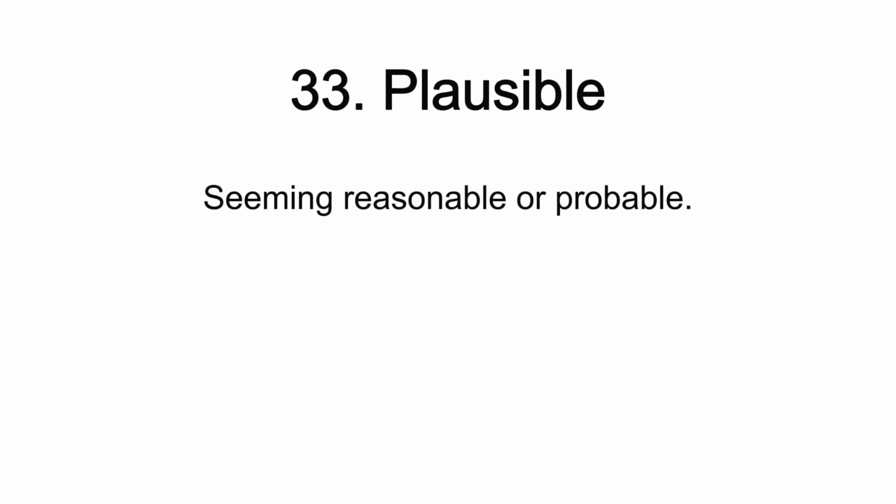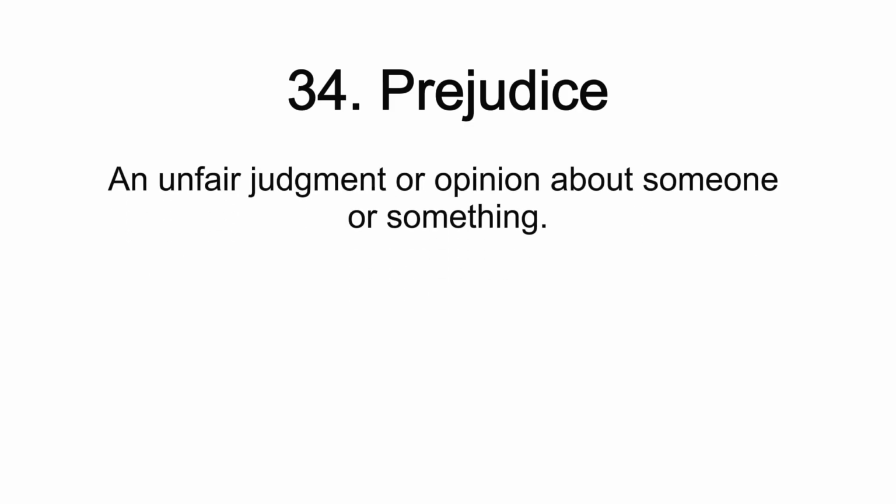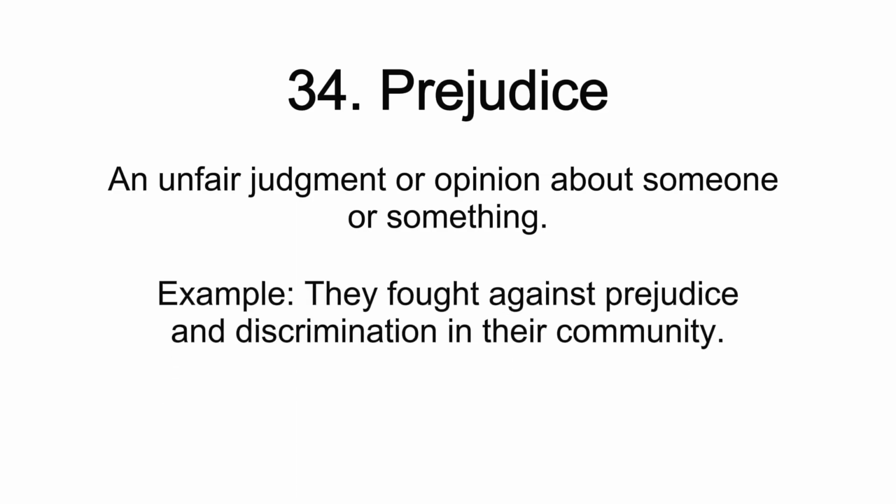33. Plausible. Seeming reasonable or probable. Example: his explanation for being late sounded plausible. 34. Prejudice. An unfair judgment or opinion about someone or something. Example: they fought against prejudice and discrimination in their community.